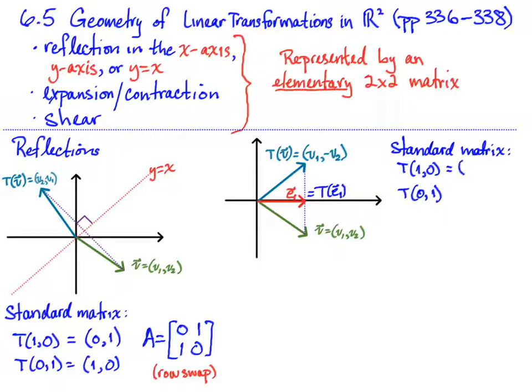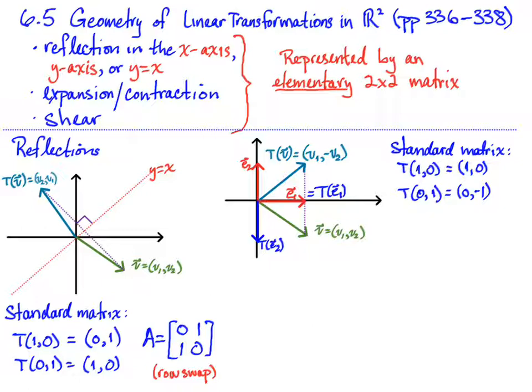So that's the first image. T of 1, 0 is just 1, 0. The other standard basis vector, E2, is sitting on the y-axis, and when we reflect it across the x-axis, we do get a different vector. It has the same horizontal component, 0, but the vertical component is now the opposite of the original vertical component. So T of 0, 1 is just going to be 0, negative 1.